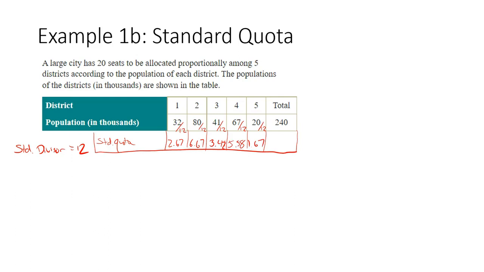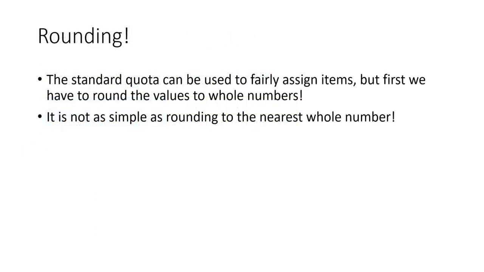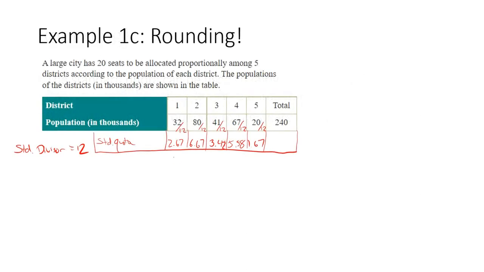Well, what if we can't use decimals? Well, then we have to round in some kind of way. So we have to round these to whole numbers, but it's not always as simple as rounding to the nearest whole number. If we round each one of these to the nearest whole number, we'd have 3, 7, 3, 6, and 2. If we add all of these up, we get 21. And there are only 20 seats available. So it's not as simple as just rounding to the nearest whole number.